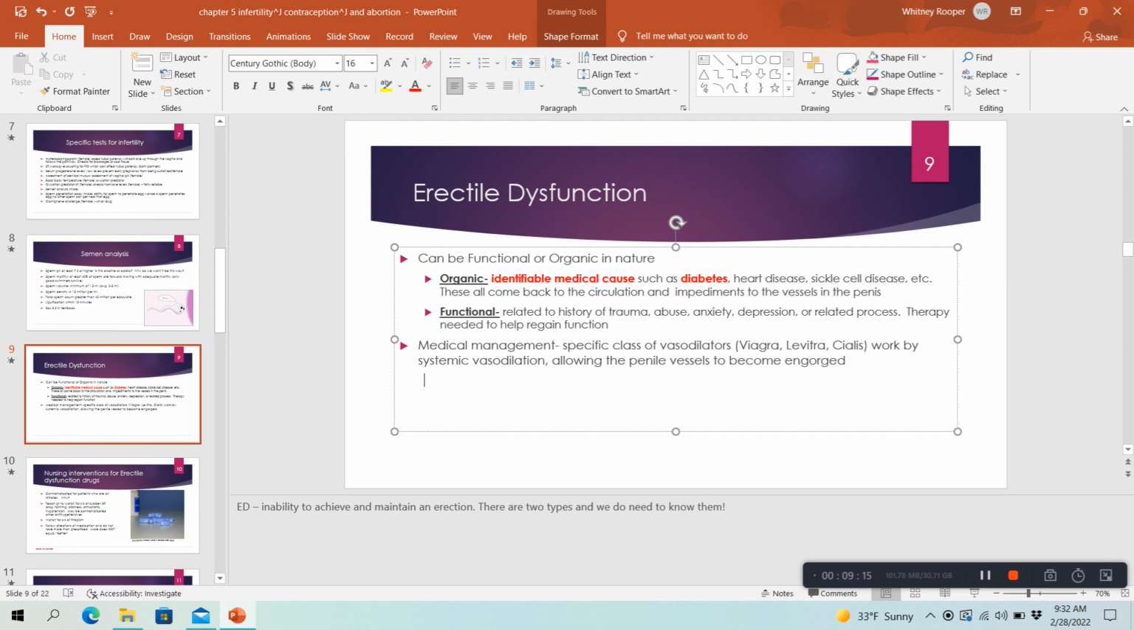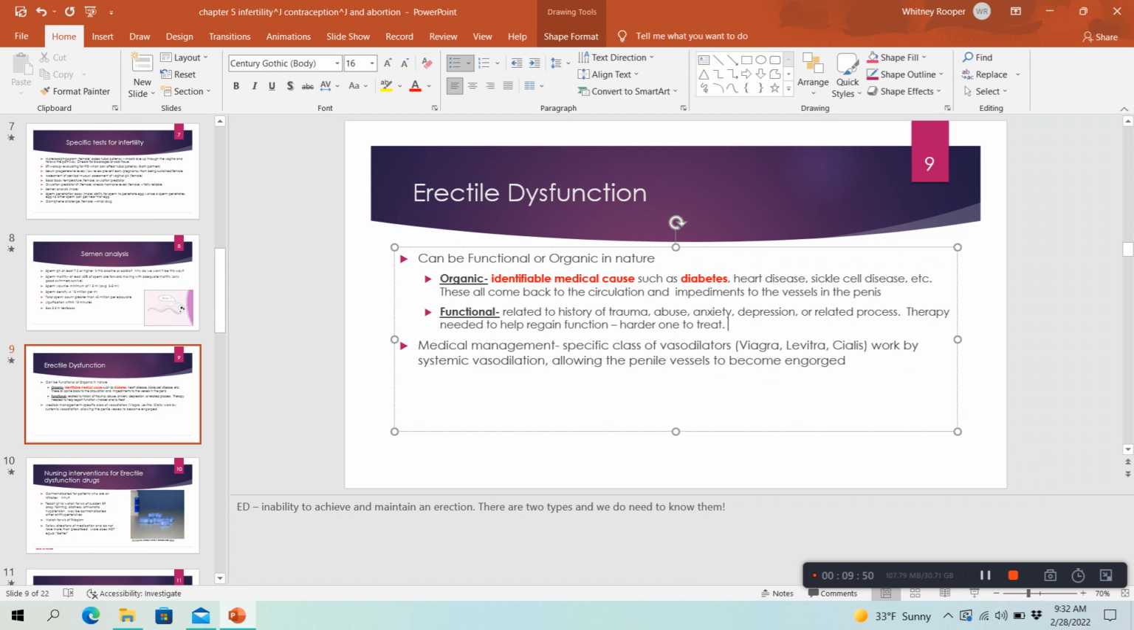We have medications, we know a lot about diabetes, there are things we can do, but functional, depending on what caused it. Let's say the individual is a victim of sexual trauma, if they've had some kind of traumatic experience, if they are severely depressed, that's going to be really hard to treat. So we need to look at the individual and determine first, is it functional, is it organic, and then treat it from there. So medical management, we have a specific class of medications that are vasodilators.